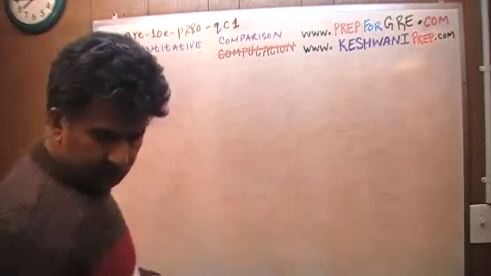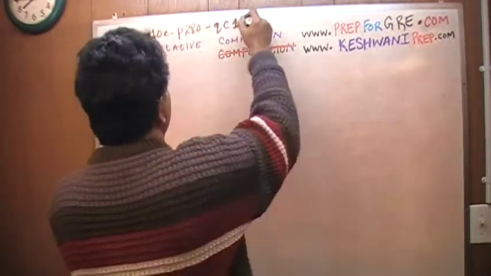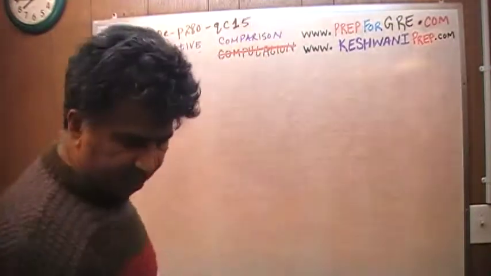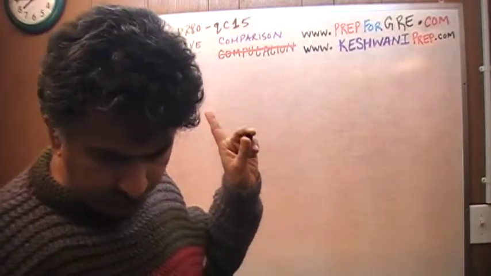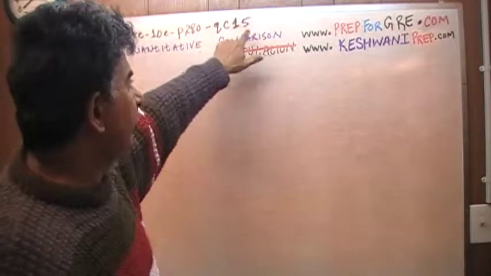Number 15. Let's take a look at it. Alright. Number 15. The problem that I'm about to solve is the one that you're going to find on page number 280. Quantitative comparison, number 15.